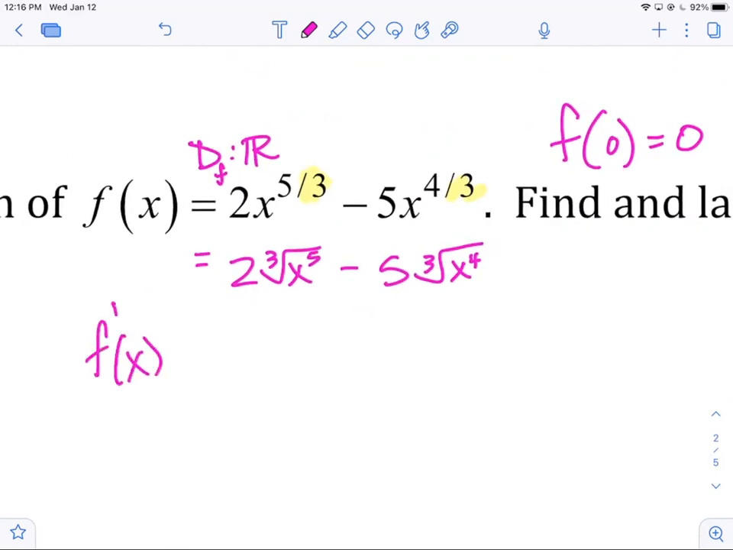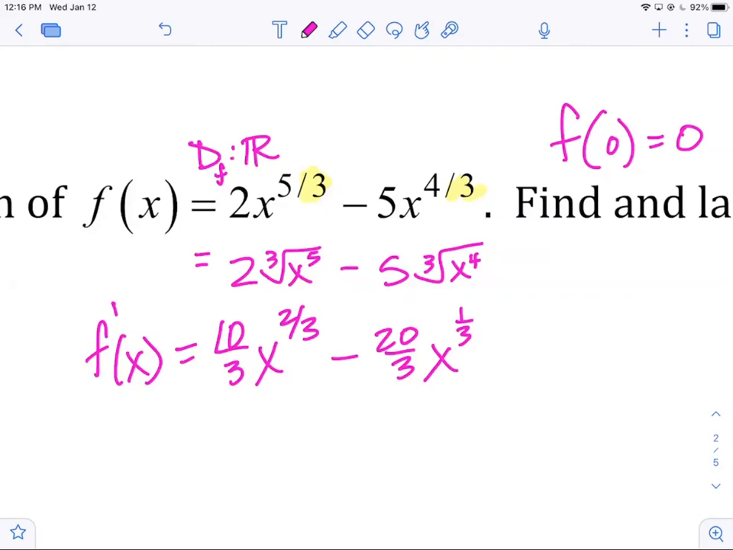Okay. F prime of x. There we go. I multiply and subtract. So I get 10/3 x to the 2/3 minus 20/3 x to the 1/3. All right. Now I want to see where it's undefined, but it's not. Right. There's no negative exponents there. We kind of talked about that. There's no cusps.